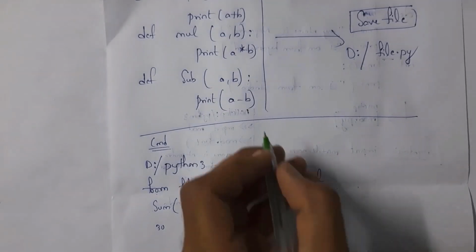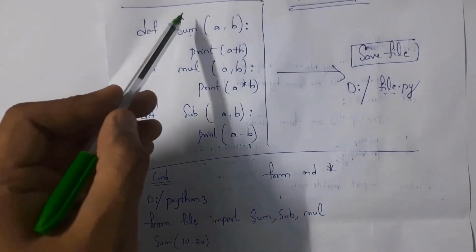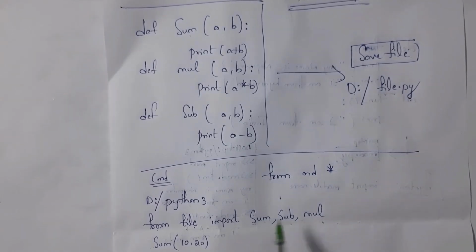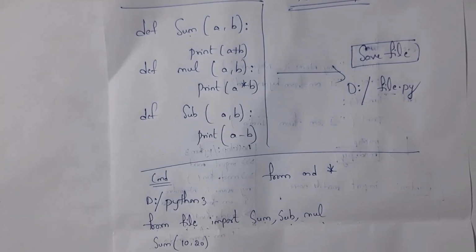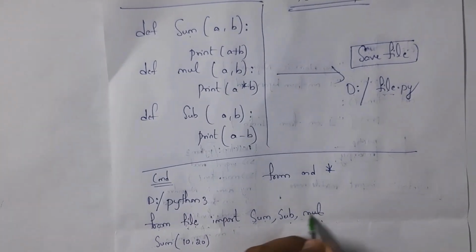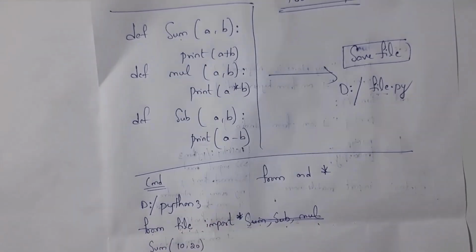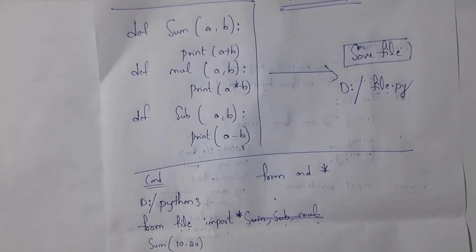I will explain what is use of from and star symbol. For example, I want to import all these modules. So I written here sum, sub and mul. Whenever you write sum, sub and mul, it will import sum, mul and sub. But instead of writing all function names, you can include star. So just write from file import star. This star symbol is used to import all functions. In order to import all functions or classes, you can use star symbol. So I written here from file import star. Now you can perform addition or subtraction or multiplication.